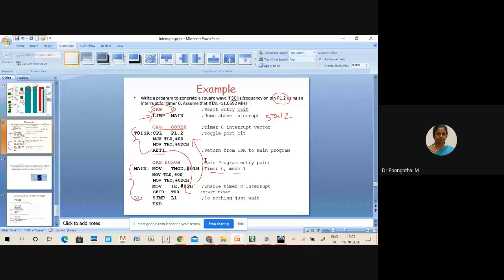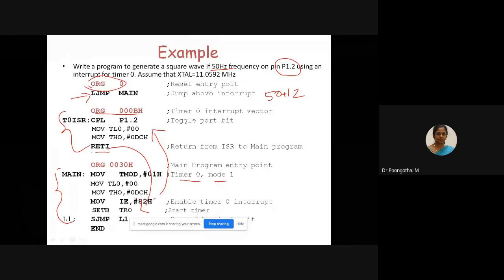Here we have to enable your timer 0 interrupt. First you have to calculate the initial value of the timer based on the square wave frequency, and second you have to calculate the IE register content. After that you have to start the timer. First you have to identify the TMOD value. The mode selection is mode 1, so you have to load 0, 1 into TMOD. Next you have to load the initial value of the timer, that is DC00. DC should be loaded into the higher order register and 00 should be loaded into the lower order register.